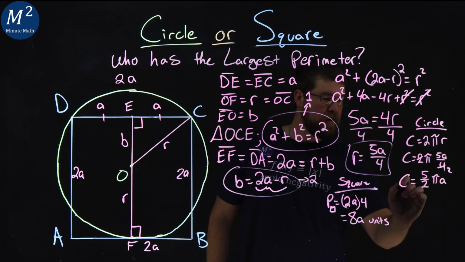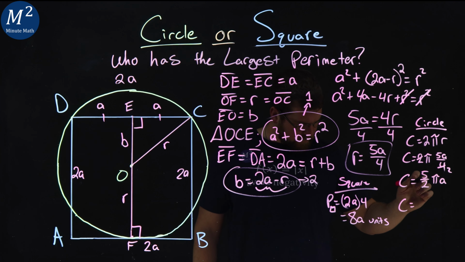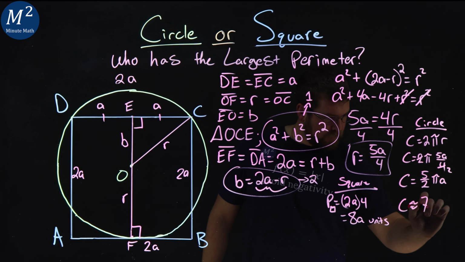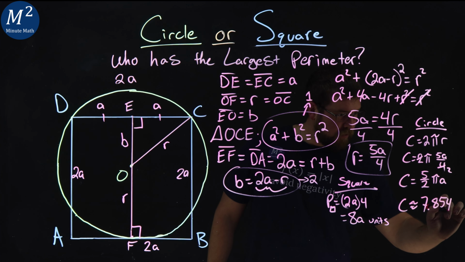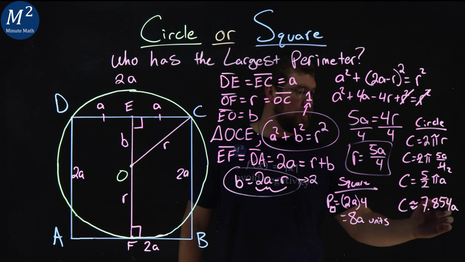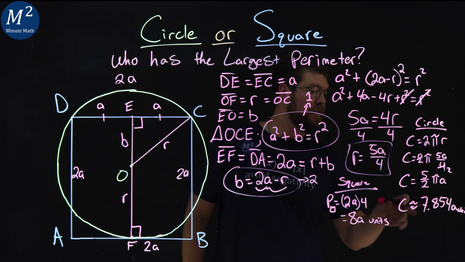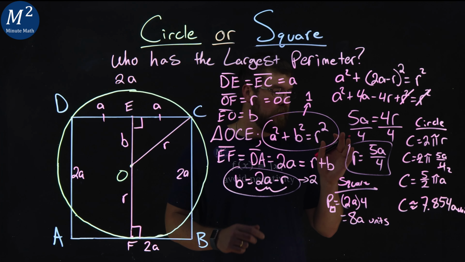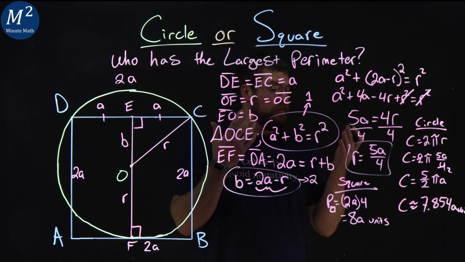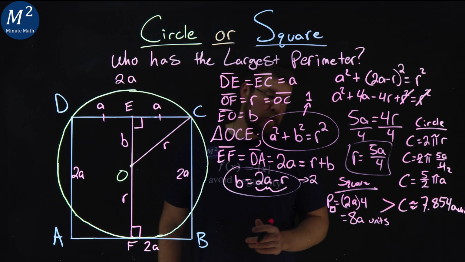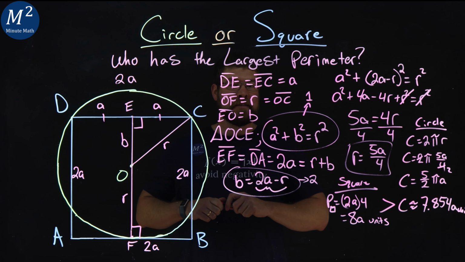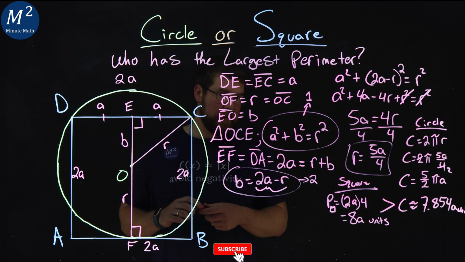If we approximate pi, our circumference of the circle comes out to be about 7.854a. So if the perimeter is 8a units, and our circumference is approximately 7.854 times a units, we don't really have to worry about the a there, and we know that the square has the larger perimeter because 8a is larger than 7.854a.